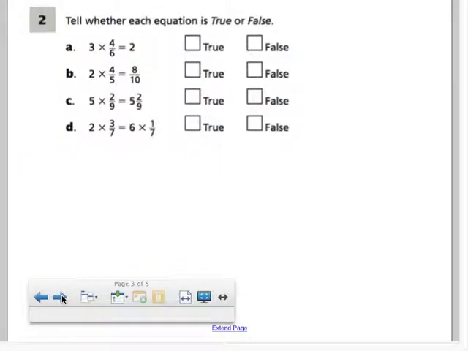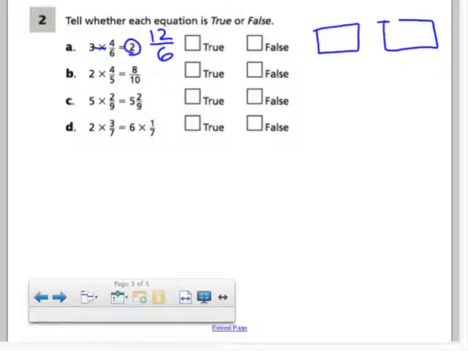Tell whether each equation is true or false, all right? So this is like 4 different problems in one, so here we go. 3 times 4 is 12 over 6. And you might go, oh, but they put 2. 12 over 6 is not 2, so this has to be false. Wait. Before you do that, try finding the best answer first. Remember, the best answer will have you drawing a little bit. So go ahead and draw.